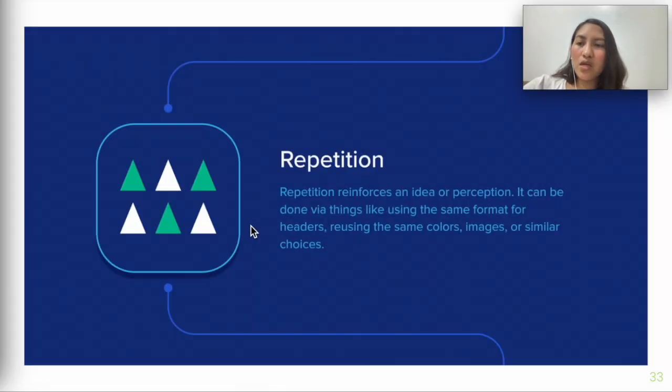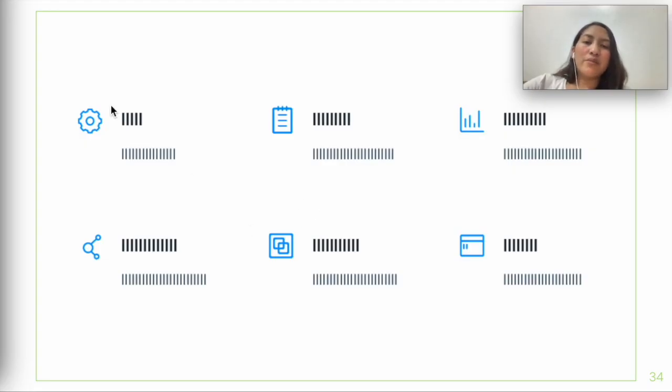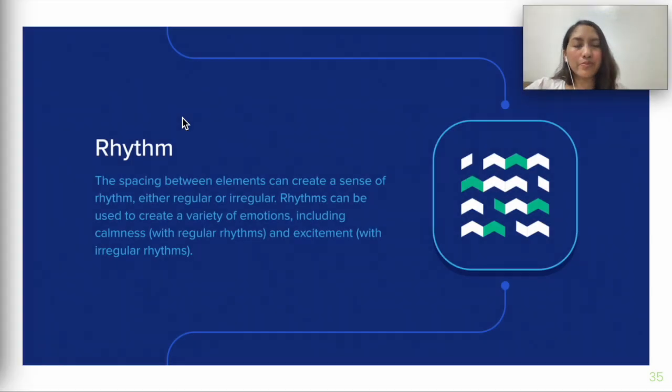Okay, so next we have the repetition. It reinforces an idea or perception. It can be done via things like using the same format for headers, reusing the same colors, images, or similar choices. So here is an example. You have a template of the icons as well as the template for the layout of the content. Okay, it should be common all throughout the application. So it should maintain unity of the content and unity of the design.